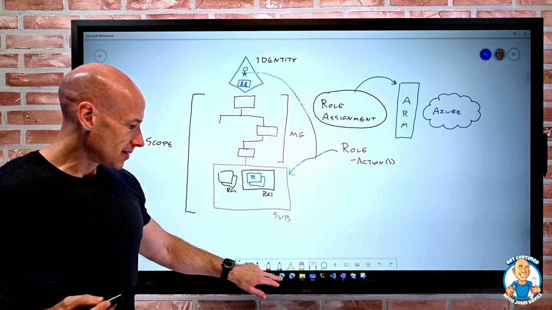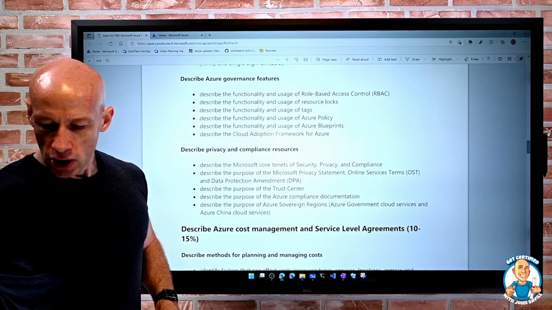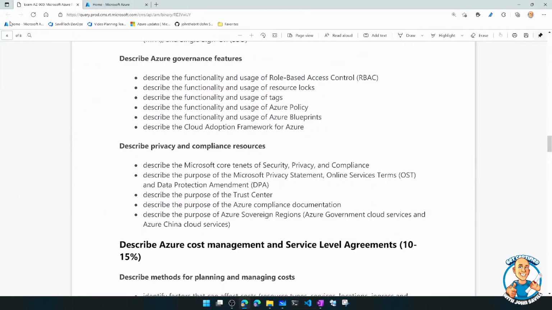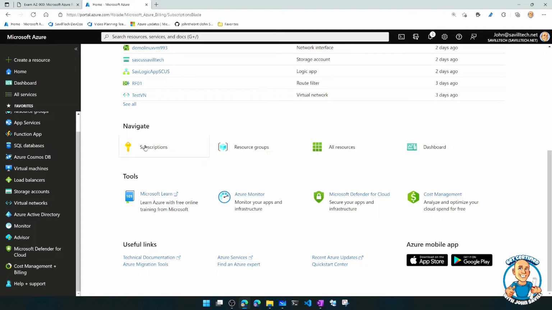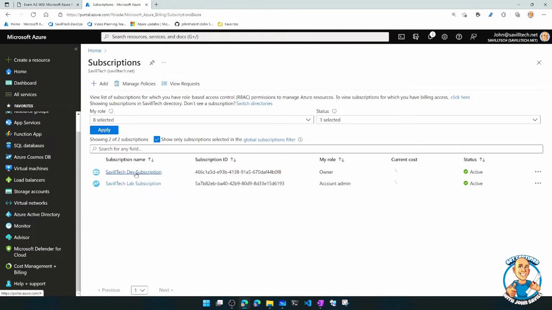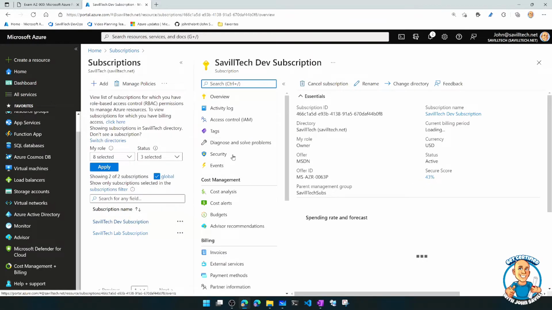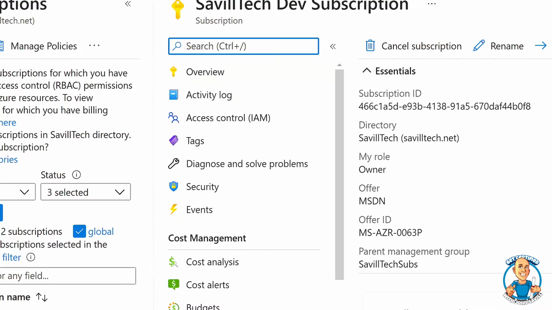So let's see this in action. If we jump over for a second, I can apply these at many different levels, but let's take the idea of applying it at a subscription. If I go home and scroll down and look at subscriptions, I could look at a particular subscription and I'm going to go to access control, identity and access management, IAM.